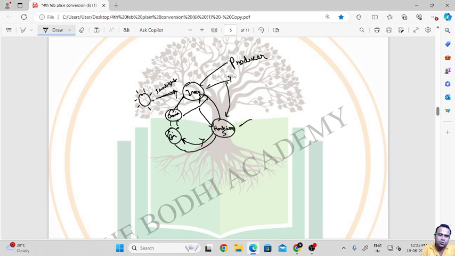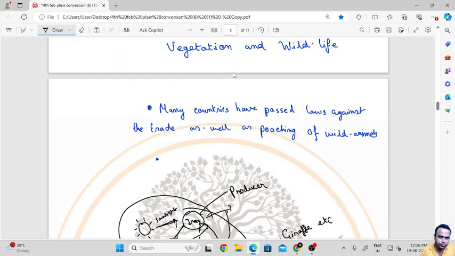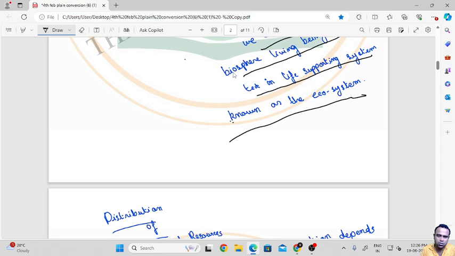Now herbivores are such as deer, giraffe, etc. Carnivores are tiger, lions, etc. Omnivores are humans. So look, these are all connected in an interconnected chain. This chain is known as the ecosystem. I hope you all understood.